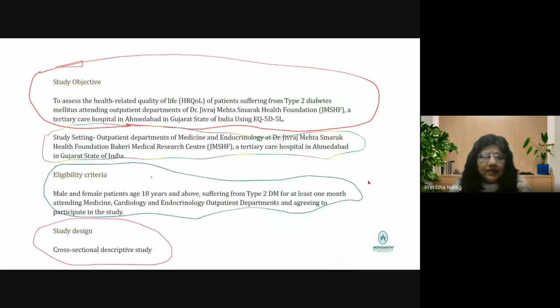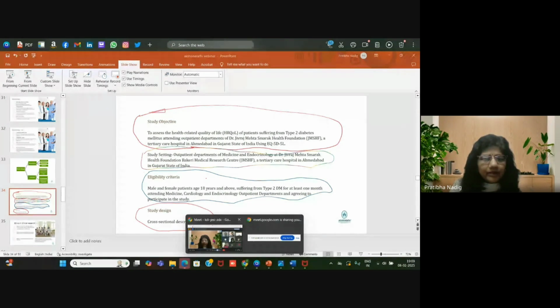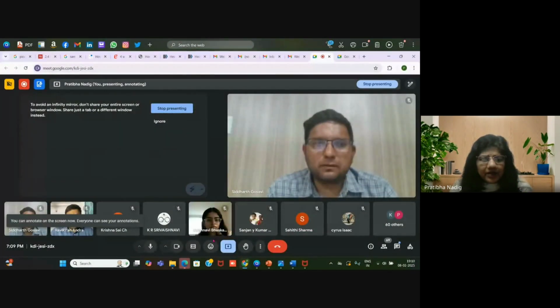description of study designs. So in this paper, we already saw the study objectives and study settings. They have mentioned the outpatient department and eligibility criteria. This is a different paper; I will not give the reference. They have given male and female patients aged 18 years and above suffering from type 2 DM for at least 1 month, attending these departments, agreeing to participate. What is missing in this eligibility criteria? Anybody? What is missing when we write a paper or a research proposal? What is missing in that eligibility criteria? Anybody?